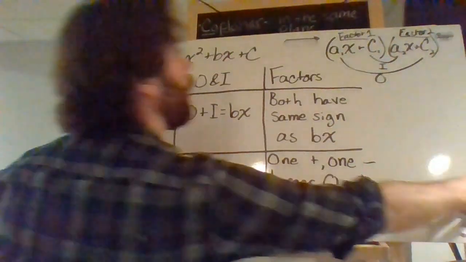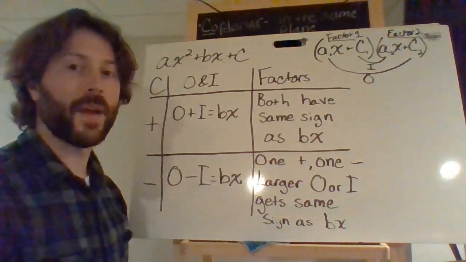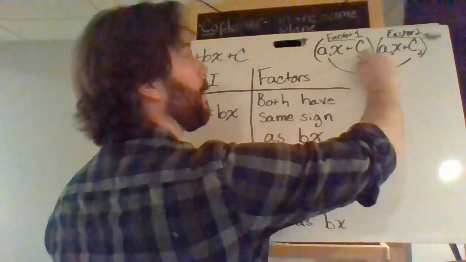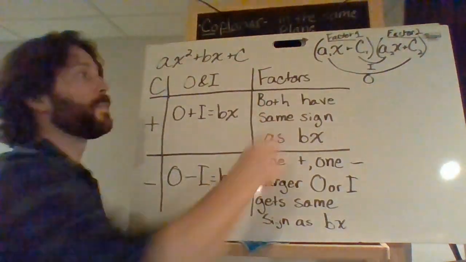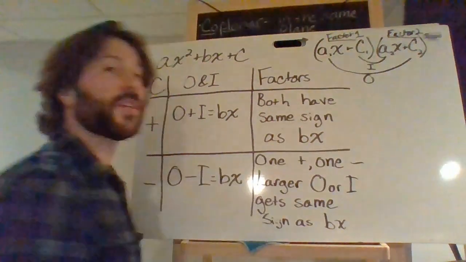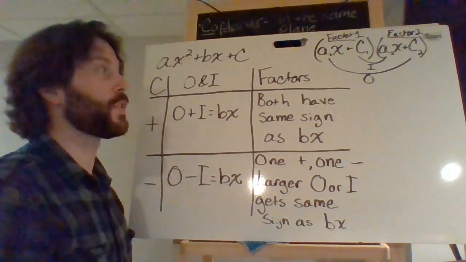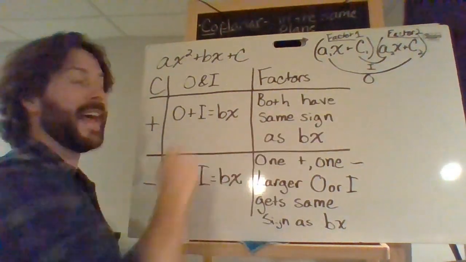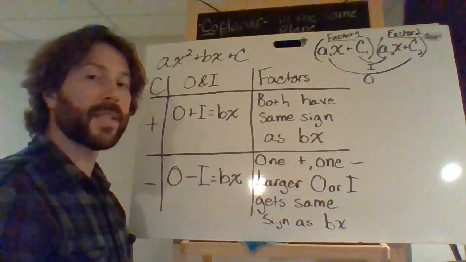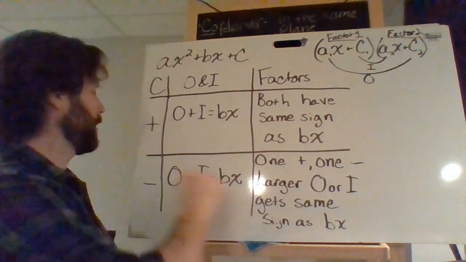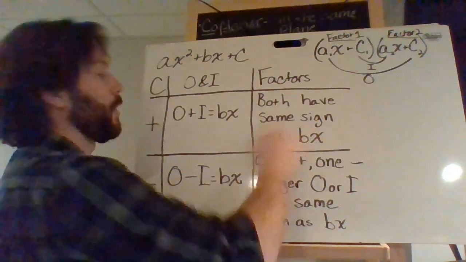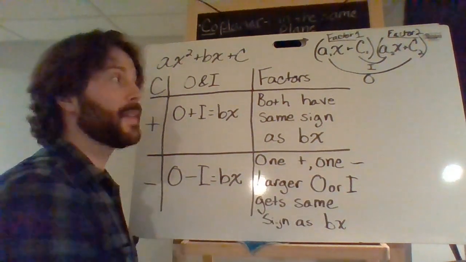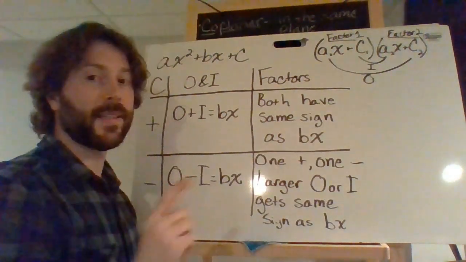Now this chart will always work no matter what quadratic you're looking at. If it can be factored, it can be factored using this. These two numbers have to multiply to give you c. These two x terms have to multiply to give you that first term. If your c term is positive, your outers and your inners have to add to give you bx, and they're both going to have the same sign as bx. If your c term is minus, your outers and your inners have to subtract to give you bx. One's plus, one's minus, and the larger outer or inner gets the same sign as bx.